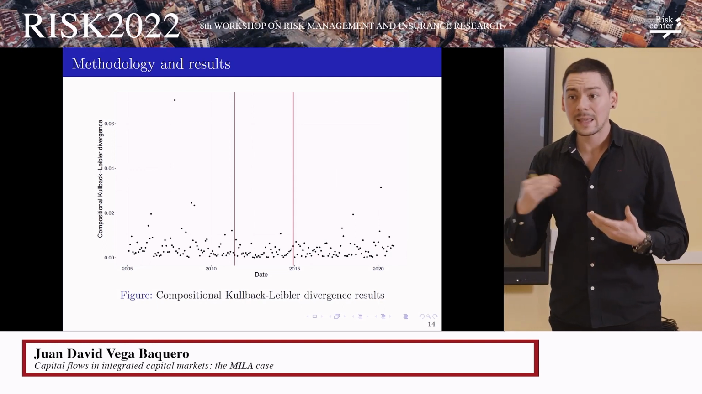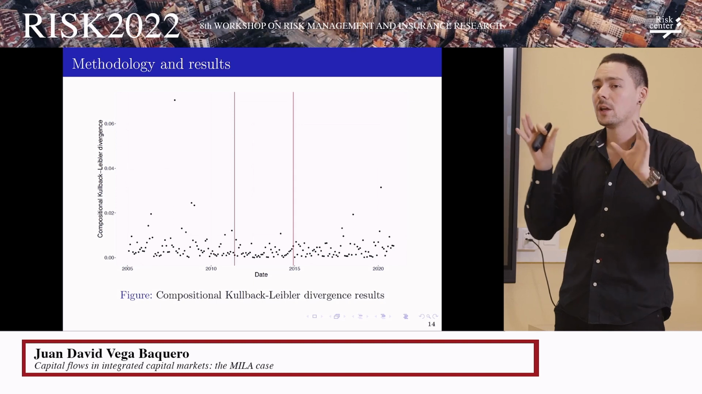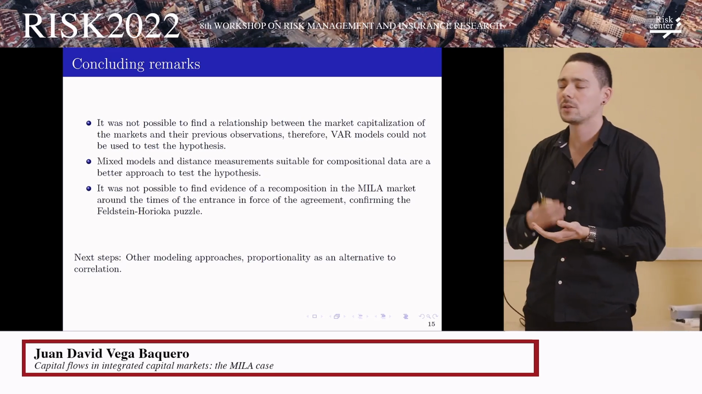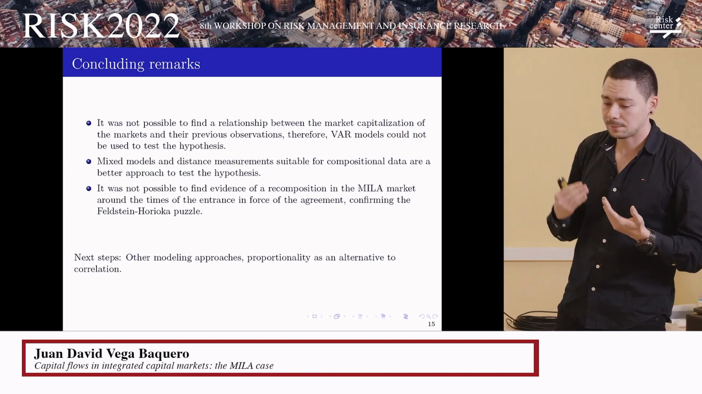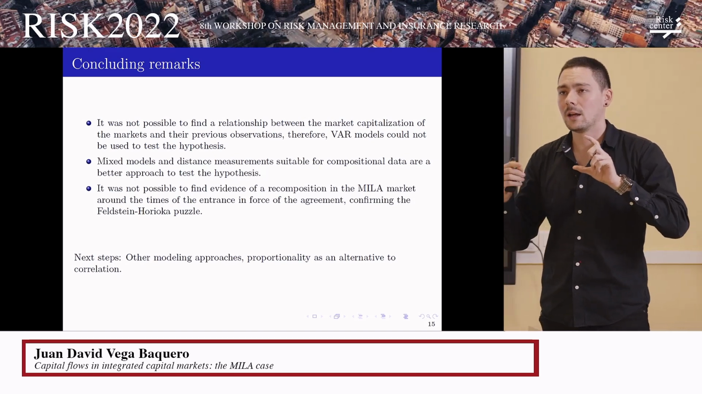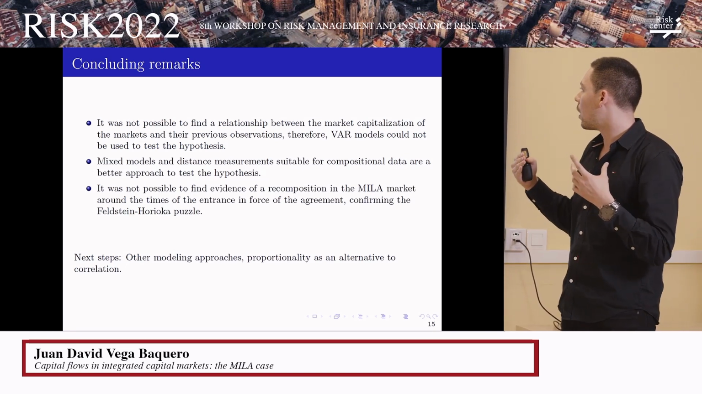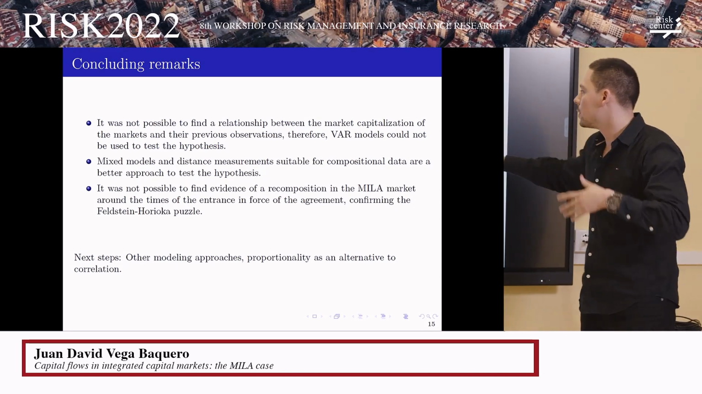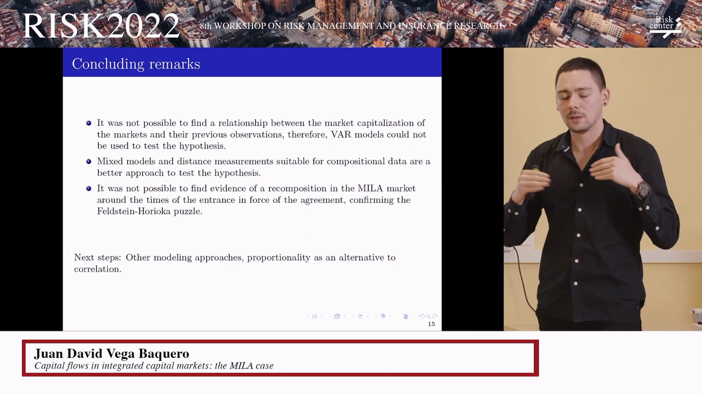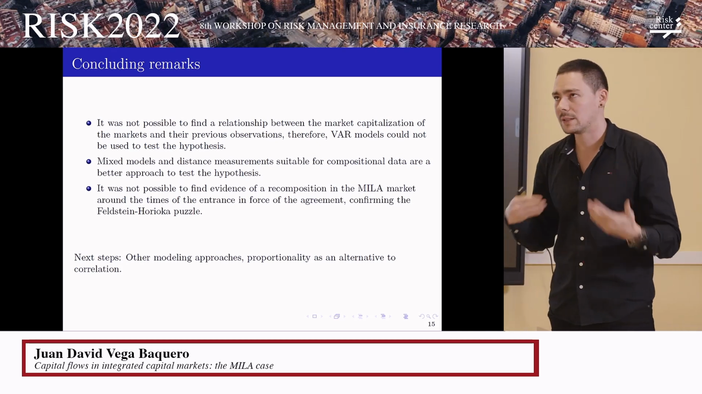So again, we cannot see any difference in the composition of the market before and after the entrance into force of the agreement. So as a conclusion, we can see that through the compositional methods, it was not possible to find any evidence that there was a recomposition of the capital in the MILA market that was caused by the entrance into force of the agreement. That's the last one, which basically confirms what Feldstein and Horioka said in the beginning, that capital market liberalization is not enough to generate capital movements between markets, as classical theory would suggest.